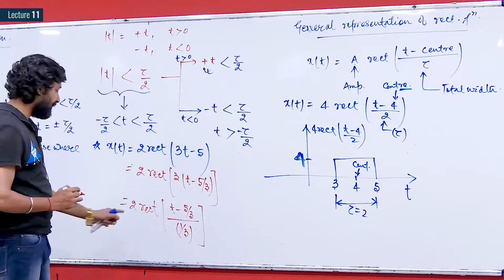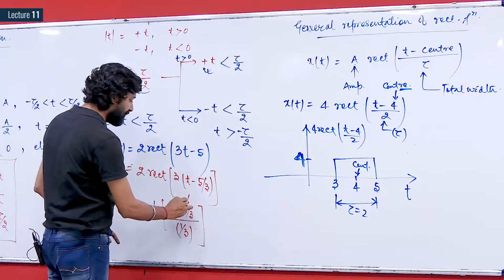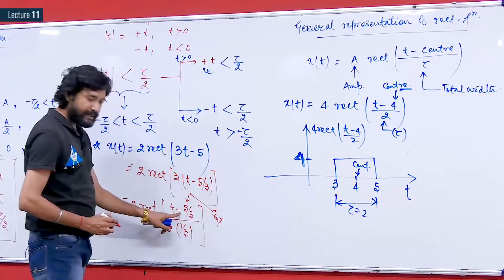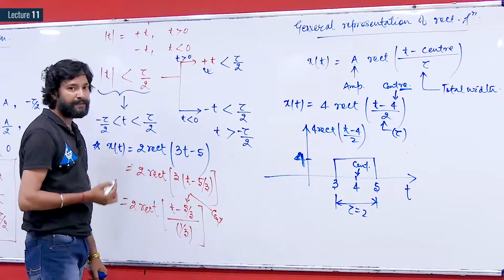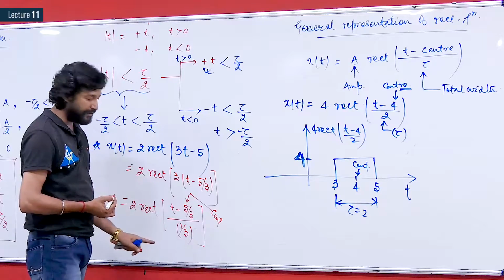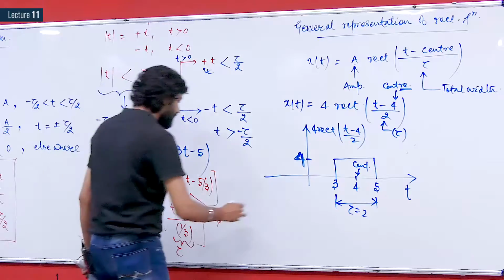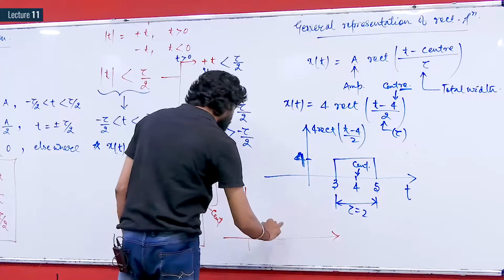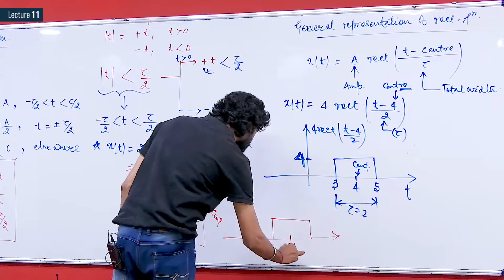Now you can compare with a rectangle of t minus center upon tau. This is the center where the rectangle is going to be centered. If the sign is minus in t minus the point, the center will lie at plus 5 by 3. If this point is positive, then the center will be at minus 5 by 3. And this 1 by 3 is the total width tau. So we just have to plot a rectangle which is centered at 5 by 3.